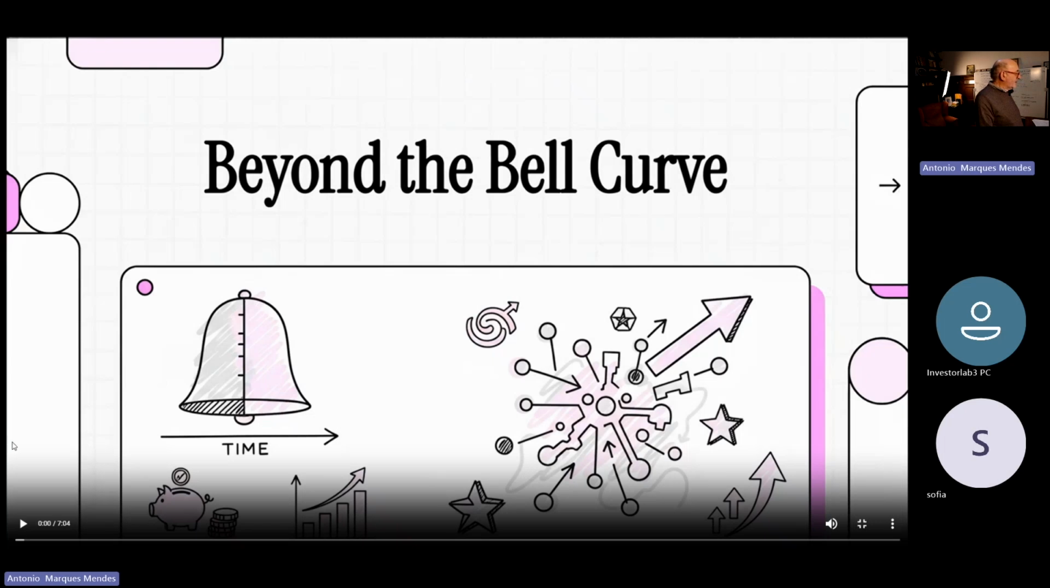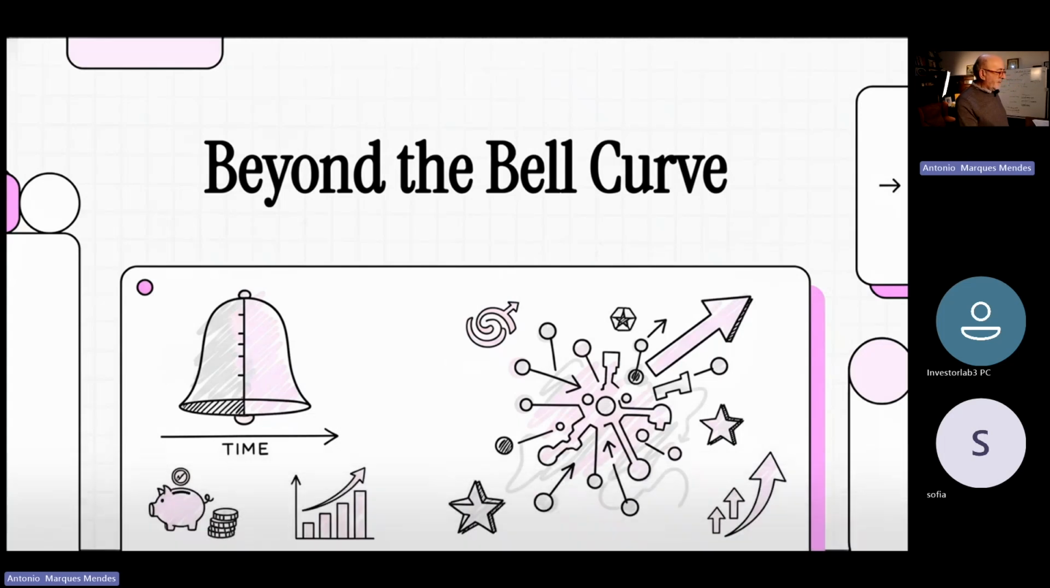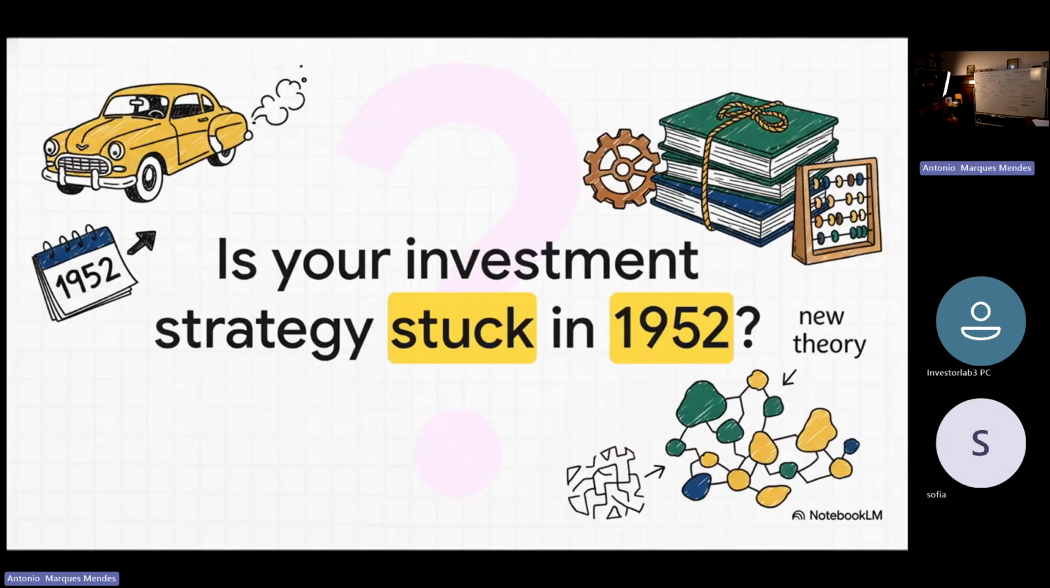So let's look at what diversification means and the importance of keeping a diversified portfolio. Today, we're going to dig into the very foundation of modern investing. We're talking about a theory that's been around for over 70 years. And we're going to look at a powerful new alternative that might just completely change how you think about building a portfolio. So let me just start by asking you a question. Is your investment strategy stuck in 1952?